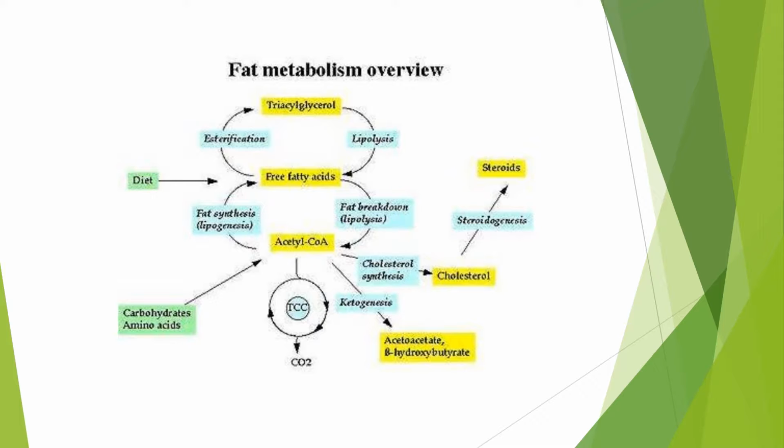This is a diagram of fat metabolism, and so you can see that the free fatty acids can be esterified to triacylglycerol, and the triacylglycerol can undergo lipolysis to form free fatty acids, which can then break down further to acetyl-CoA, which can be used for the citric acid cycle.